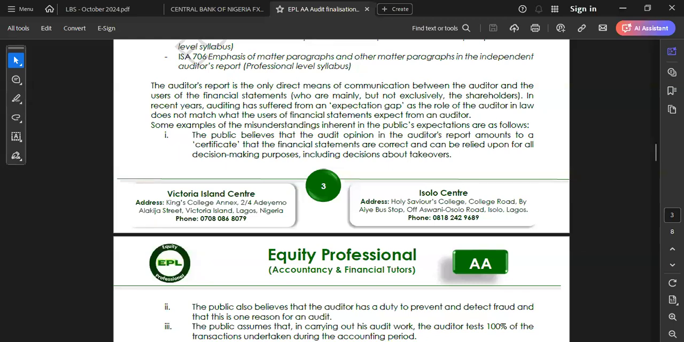Now, the reason is what we call the audit expectation gap. The audit expectation gap exists because the public believes that this is what auditors should do, this is what auditors should achieve for them. But the auditor is saying that this is what I'm supposed to do based on my profession and the standards. So there is a mismatch between what the public, the entity, is expecting the auditor to do and what the auditor is doing based on his profession. This misunderstanding is because, number one, the public believes that the audit opinion in the audit report amounts to a certificate, that when they issue an audit opinion it is just a document, that it can't be relied upon, that they just want to fulfill all righteousness.